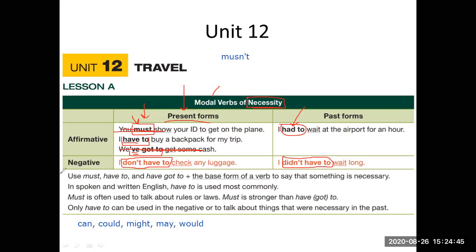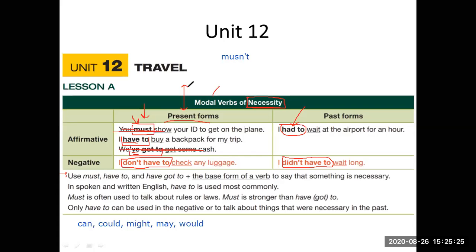Okay, the first rule in this grammar says, you use must, have to, and have got to, plus the base form of a verb to say that something is necessary. I have to get money. I must go to the hospital. She must take an exam. She has to study to pass a test. Okay, necessity. I have to eat more healthy. Exactly. I have to eat more healthy. Right. I must be on diet.